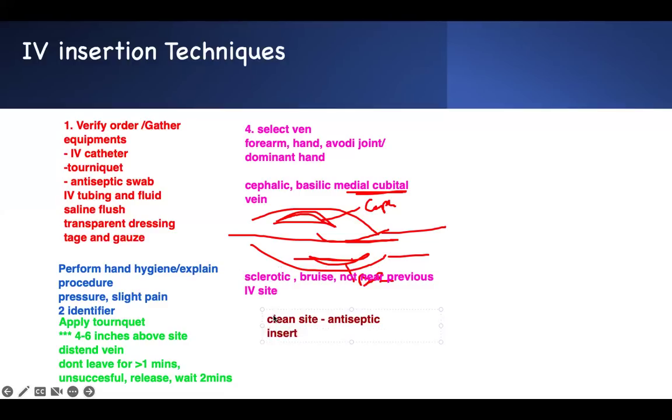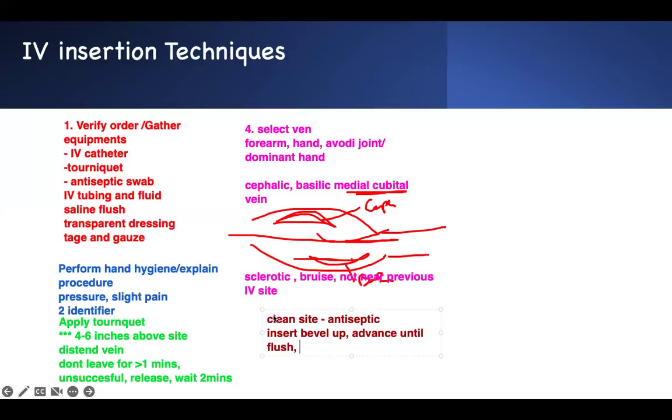Insert bevel up. This is very key. All the things I'm going to say right now are very important. Insert it after you clean, insert bevel up. Then you advance until you get a flush. This is what he can ask you. You advance until you get a flush.